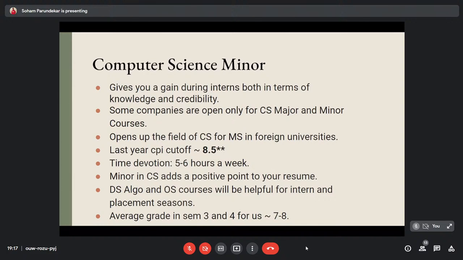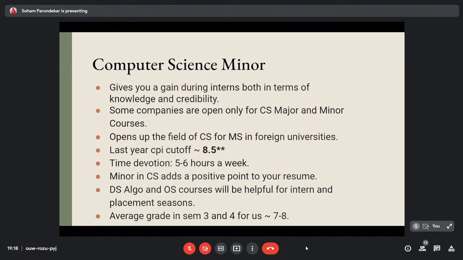So having a minor in CS, like I already said, adds a positive point to your resume. The DS Algo and OS courses will be helpful for intern and placement seasons because those are courses which are not taught otherwise and are given only to CS and MNC people. Also, another point to note is this minor course isn't open for CS or MNC because they already have these subjects in their regular core courses.